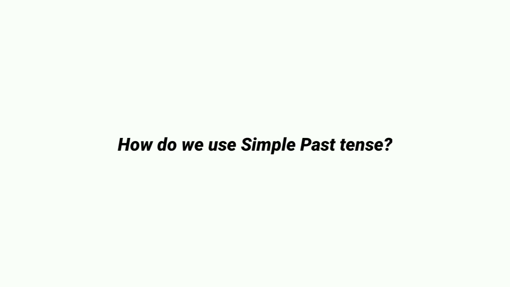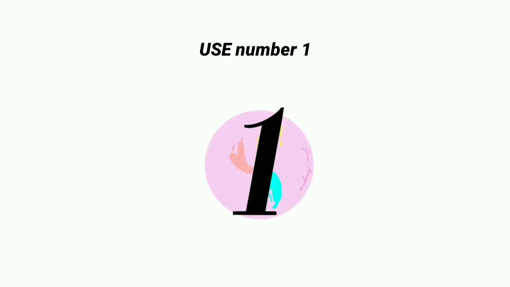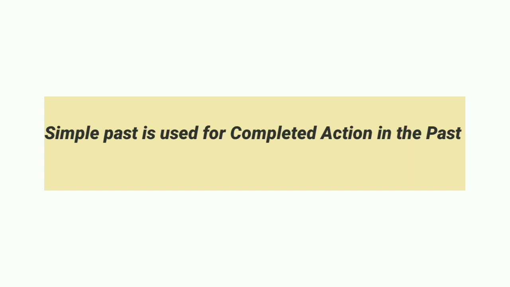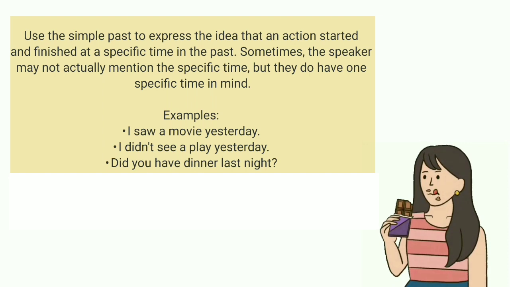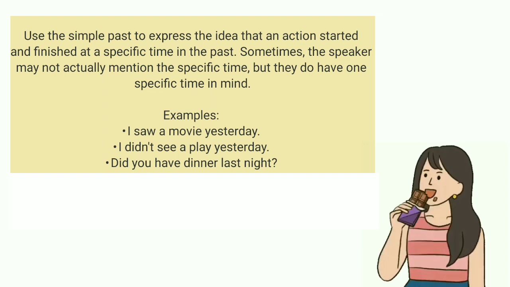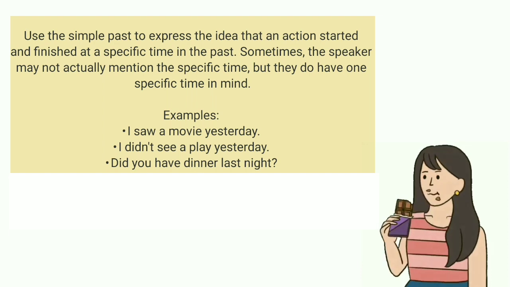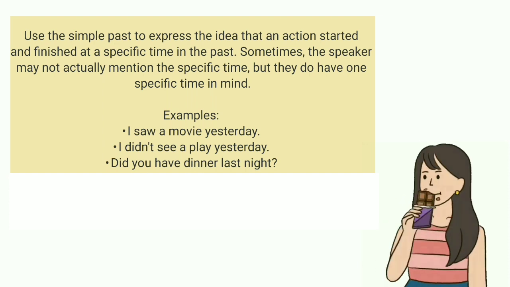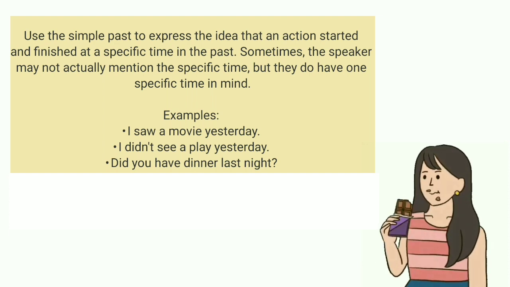How do we use the simple past tense? Use number 1. The simple past is used for completed actions in the past. Use the simple past to express the idea that an action started and finished at a specific time in the past. Sometimes the speaker may not actually mention the specific time, but they do have one specific time in mind. Here are the examples. I saw a movie yesterday. I didn't see a play yesterday. Did you have dinner last night?